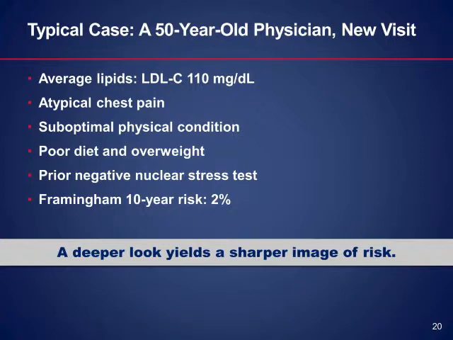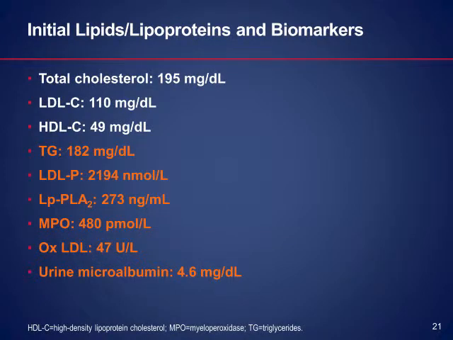So one might simply say this is a gentleman who needs no further attention, is at low risk, or we have the opportunity to use what we've learned and take a deeper look into the different elements that we've learned about and then develop a much sharper image of this patient's risk. So next we look at other lipids and lipoprotein and biomarker and risk markers and risk factors that will add to what we've already learned from our prior evaluation, our simple evaluation.